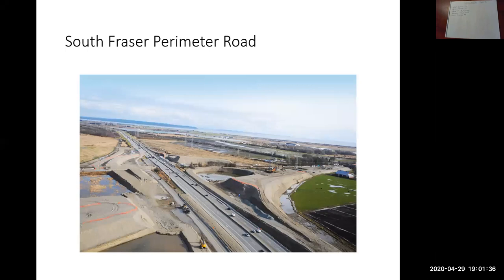Here's a shot of a fairly major road, the South Fraser Perimeter Road, as it was being built. It looks like it's somewhere in Delta maybe. Can't picture exactly where that is. Yeah, Delta, something like that. So what are we looking at here? This is the existing highway. Maybe that's Highway 17, I'm not sure. This is likely the perimeter road here.